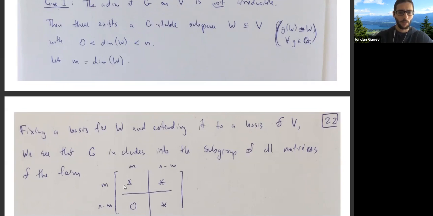So here we have the first M vectors, which form a basis of W. And those have to be mapped to themselves. So we have something here and 0 here because W is preserved. So we can't land outside of W. We can't hit these extra vectors. And here we can have anything.